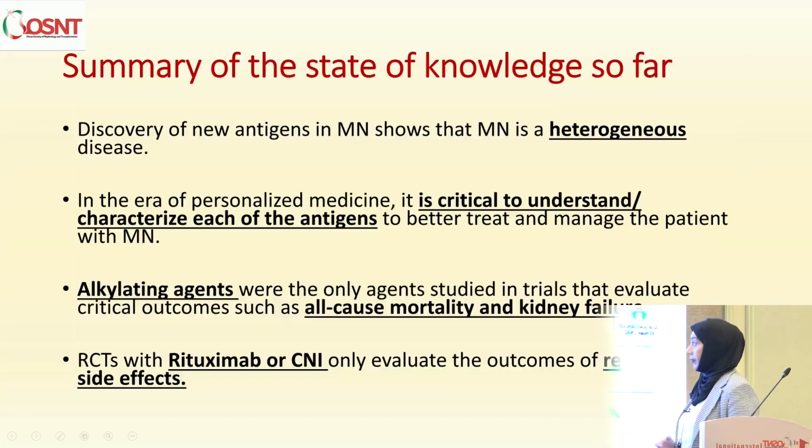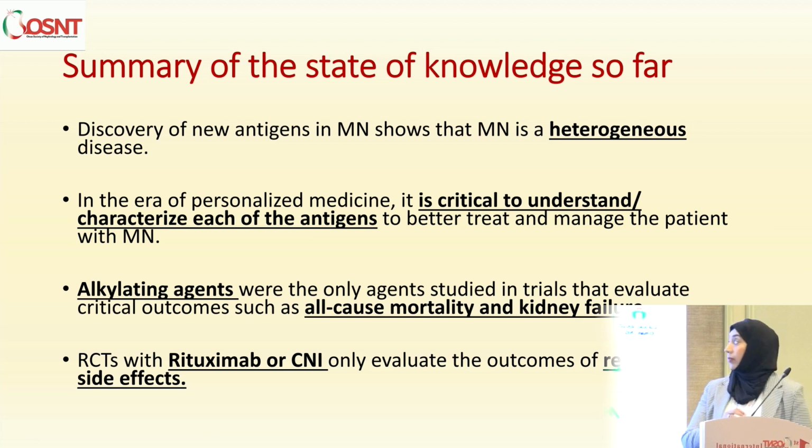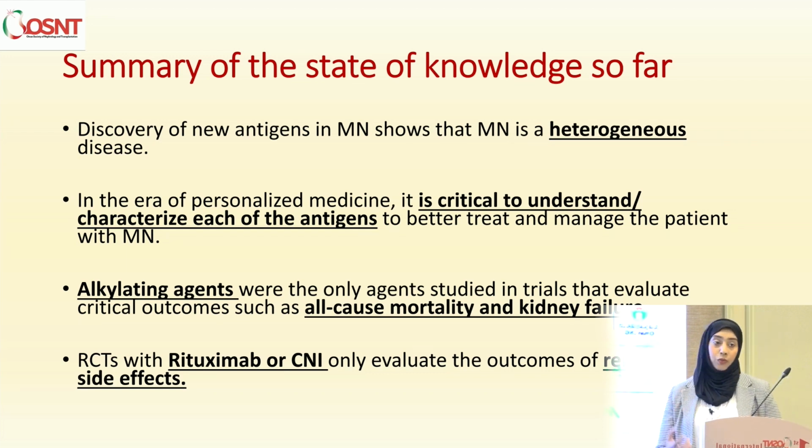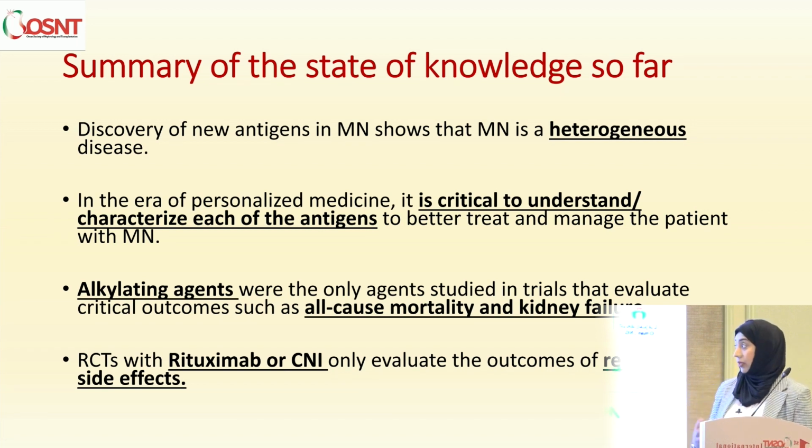So my summary of the talk for today: the discovery of new antigens in membranous nephropathy shows that membranous is a heterogeneous disease, and maybe the one-third rule will no longer be valid in membranous nephropathy in the future. In the era of personalized medicine, it's critical to understand and characterize each of these antigens, so you can implement them in real practice in terms of prognosis, outcome, response to treatment, and treatment selection.